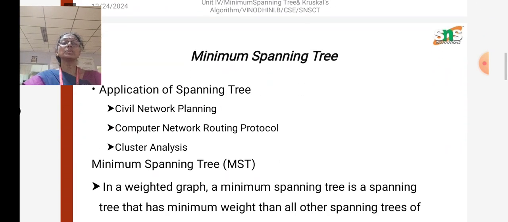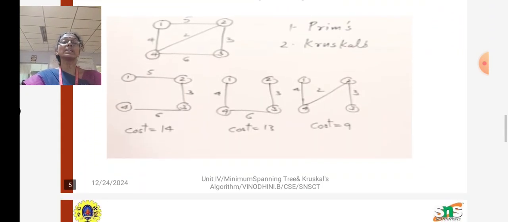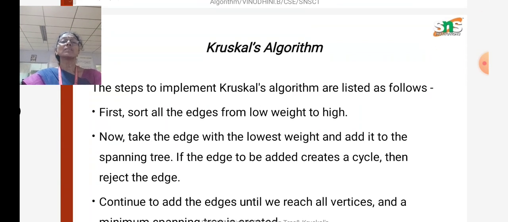Next, using Kruskal's algorithm, how do you find the minimum spanning tree? First, sort all the edges of the given graph from low weight to high. Second, take the edge with the lowest weight and add it to the spanning tree. If the edge to be added creates a cycle, then reject the edge.